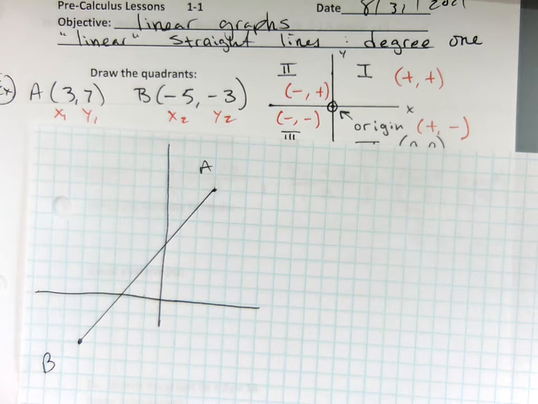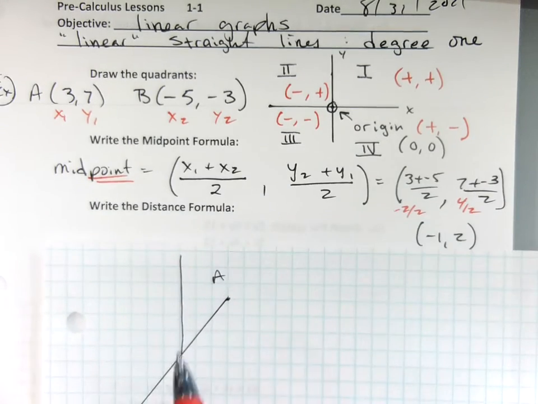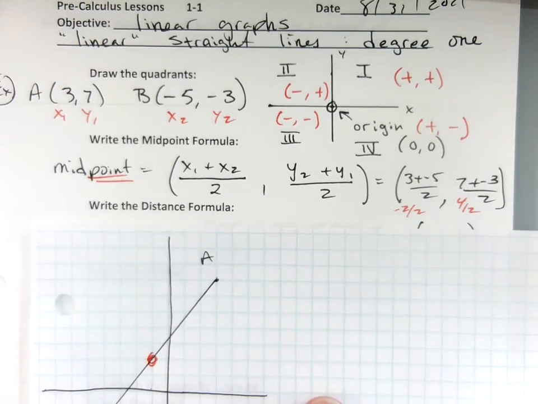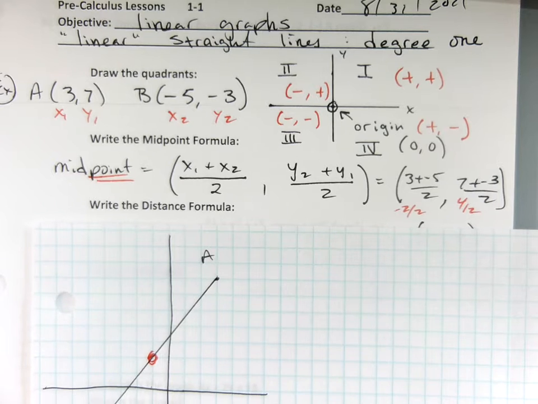Okay, so where's the midpoint? Well, according to this, it's at negative 1, 2. Sure looks like that's the middle, doesn't it? And sometimes you can do this graphically, but sometimes the numbers are so ugly that you need to really just do the math, okay?